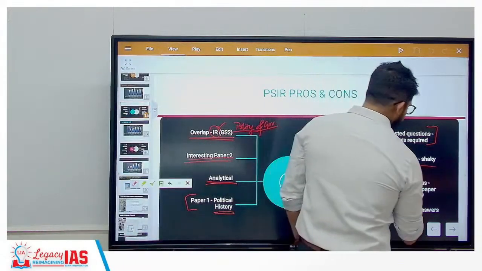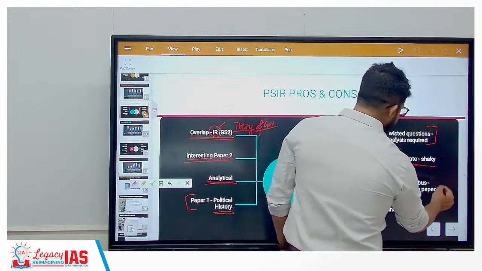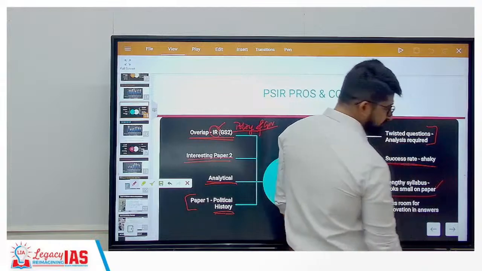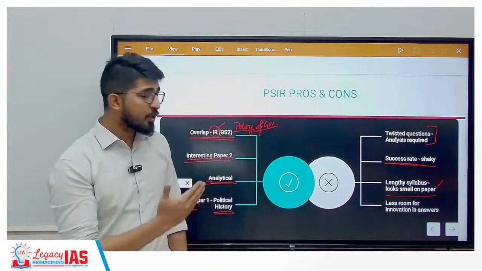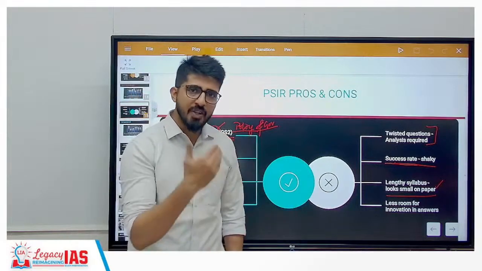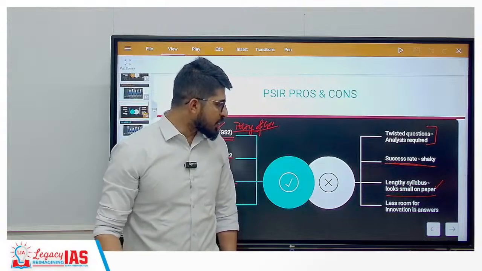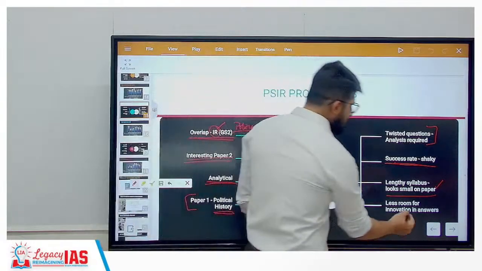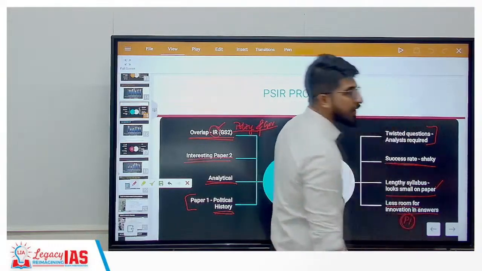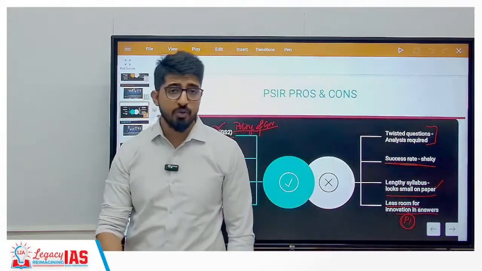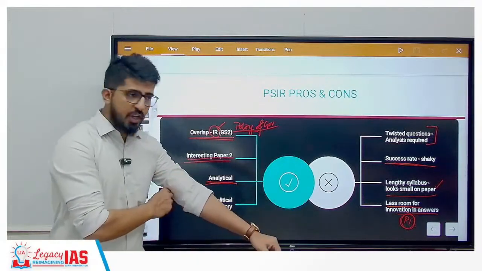Success rate has been shaky. We'll look at the success rate in the next slide. Lengthy syllabus: it looks small on paper. When you look at the syllabus copy, it looks small. But when you start reading, it never gets over, is what you feel. Less room for innovation in answers, especially Paper 1. In Paper 1, you don't have a lot of room to innovate. Paper 2, yes, you have some room to innovate.